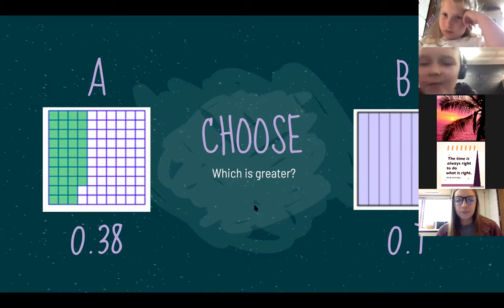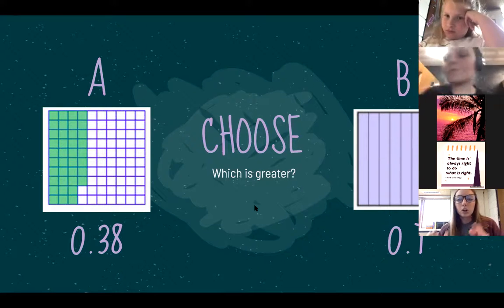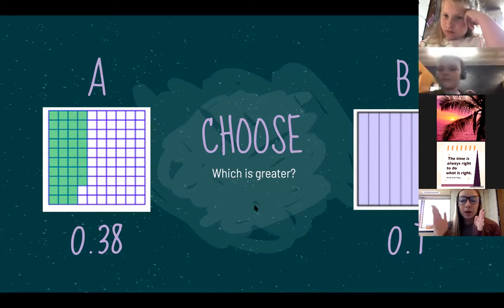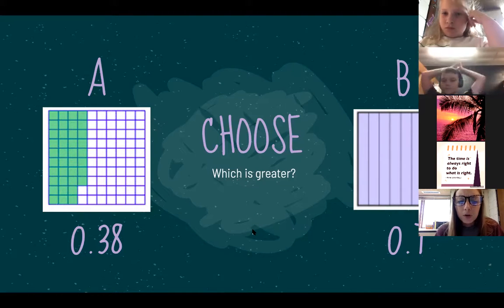Yes, I would. The reason I chose B is because B would be the closest one to actually getting into the ones place, and 38 hundredths would be the farthest. Okay, so you're looking at which one's closest to being completely shaded in, and you're seeing more of the B shaded in than the green one. Okay, I totally see what you're saying. Thanks, Cullen.